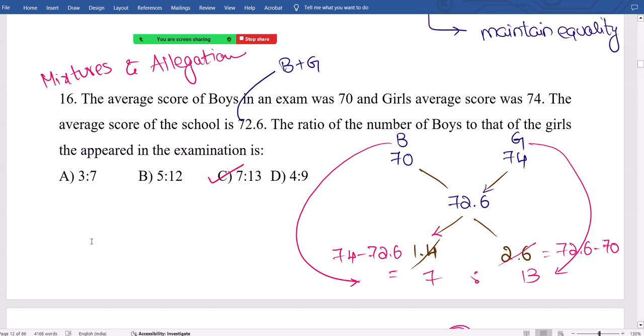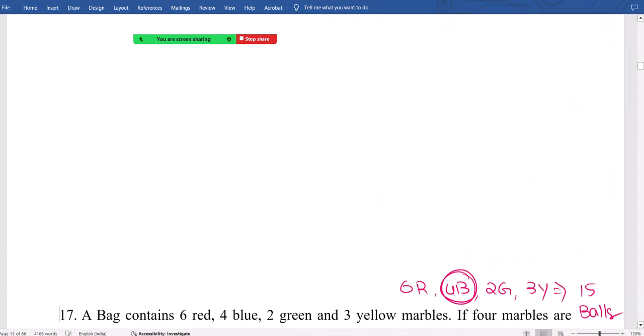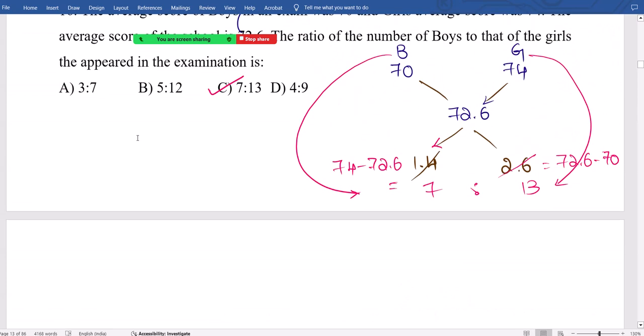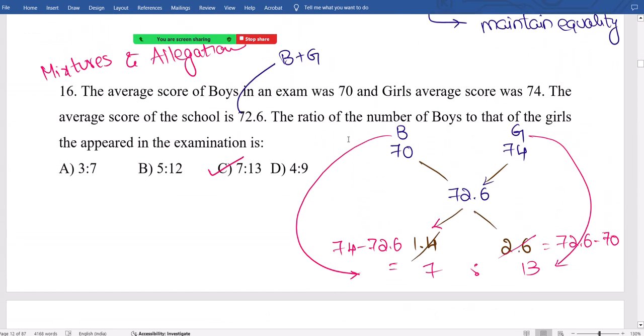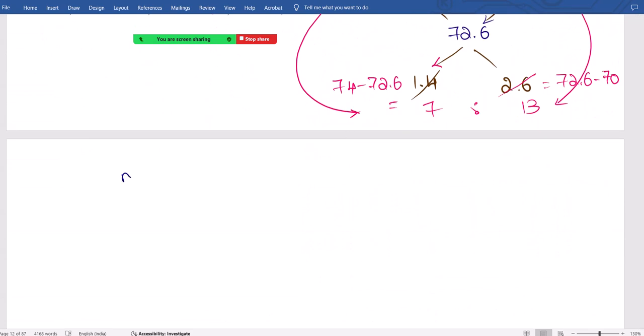Sir, I don't know mixtures and allegation concept, but still I want to solve this question. Yes, quite possible. No issues. That's what I'll do now. As some of you, it seems if you don't understand this question, you may not have idea regarding mixtures and allegation concept. No problem. What I'll do, okay, let's take there are M boys. M boys are there. Their average is 70.